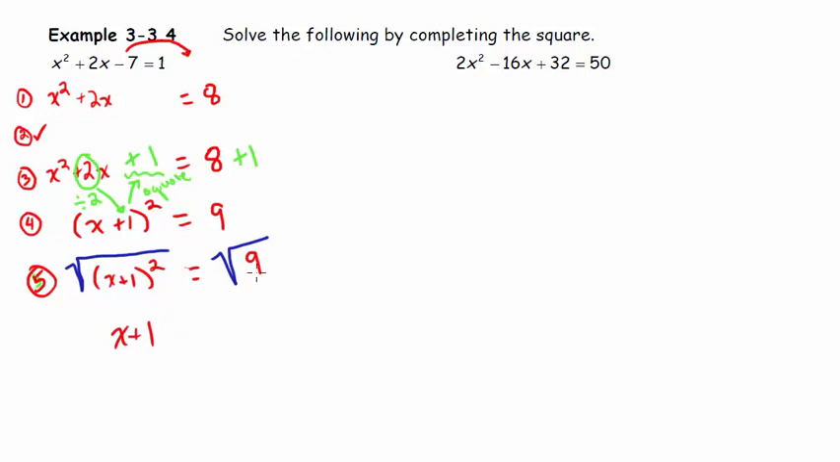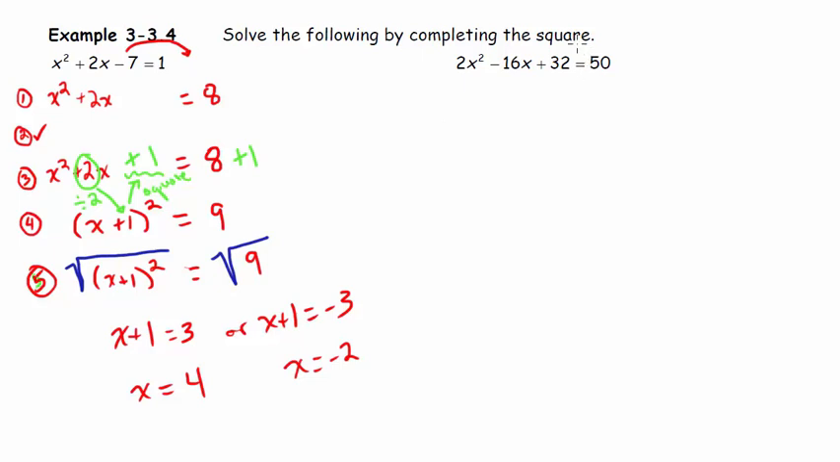Now, here, this could either be positive 3 or negative 3. So it could be the case where it's 3, or it could be the case where it is negative 3. So then I add 1 to both sides. Either we get a solution of 4, or we get a solution of negative 2. Alright, let's look at another example here.